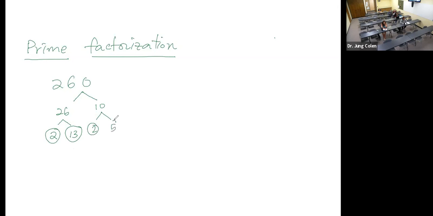2 and 5 both are prime numbers. So we are done. Once you reach all the prime numbers, you cannot do anymore. So we have 2 times 13 times 2 times 5.